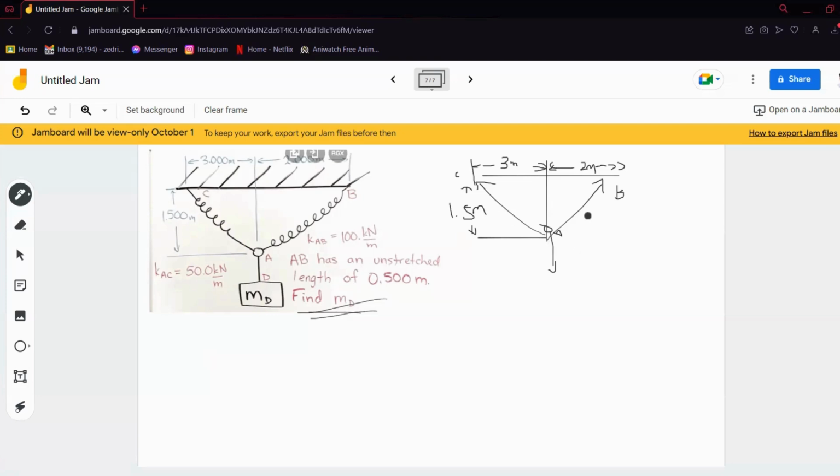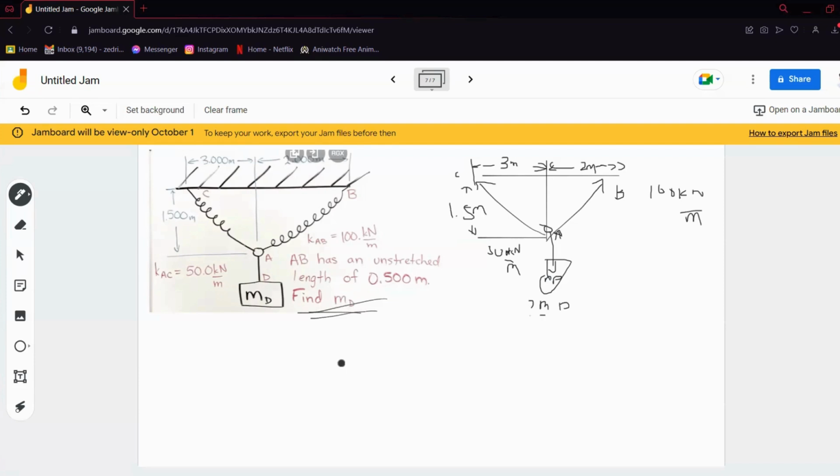So the spring constant acting on point A to point B is 100 kilonewtons per meter. And from point A to point C, we have a spring constant of 50 kilonewtons per meter. That's here. And we need to find the mass for point D.